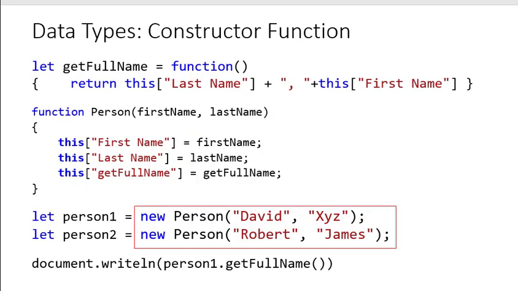Here, the function is instantiated by using the new operator and passing two parameter values. So, person1 and person2 objects are instantiated from the function. Please note the new operator, which is used before the person call. So, these function calls look like instantiating objects from a class.